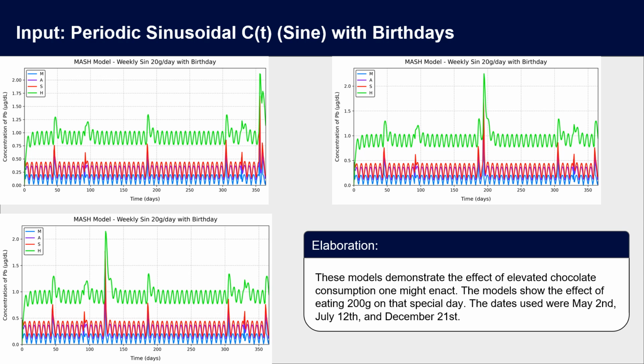Finally, we considered birthdays, which were modeled as a step function of size 200 grams per day. These functions perturb the qualitative behavior of the solution. Of the dates considered, the most interesting is the December 21st birthday, which does not allow the model to reach equilibrium before Christmas. As such, the concentration of lead in the bones is elevated through the holiday.